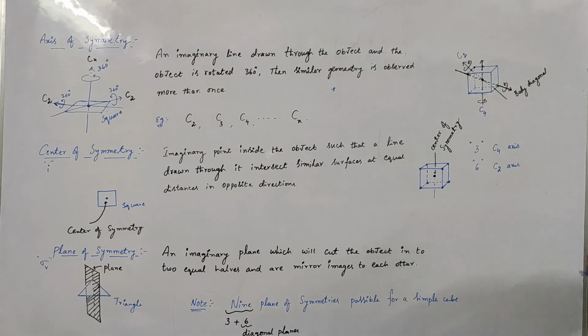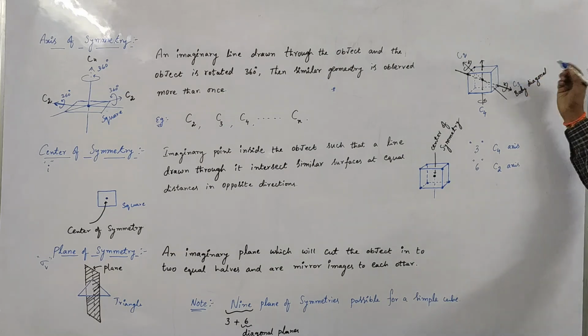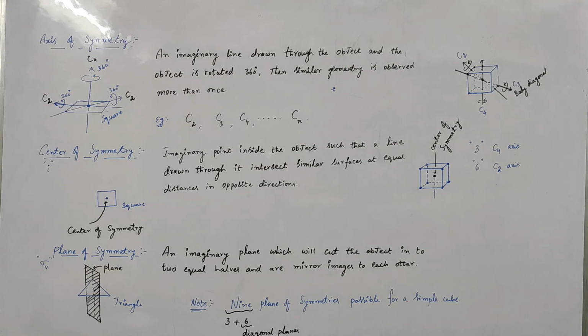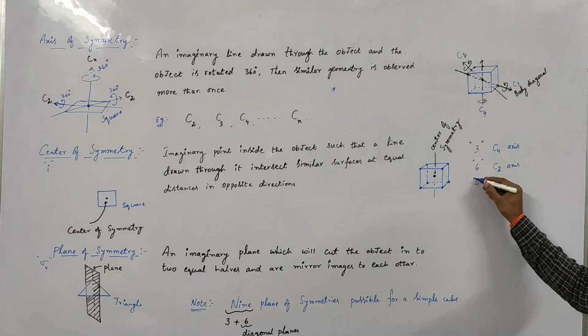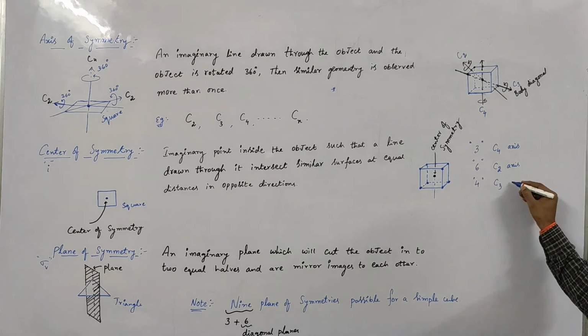How many such C3 axes are possible? From every 2 corners, one C3 axis is possible. So you will get 4. So how many C3 axes are possible? 4 C3 axes.